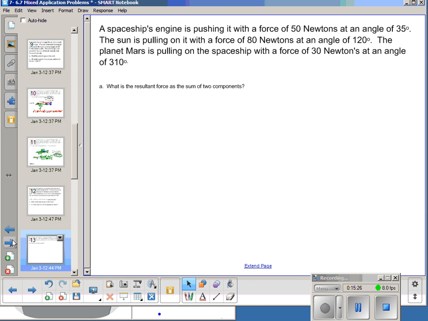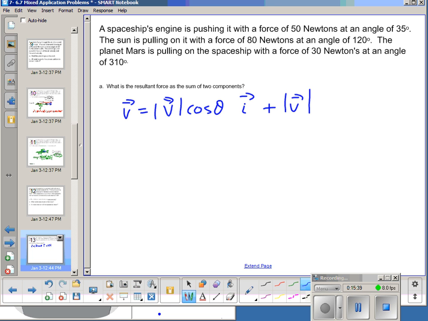But the cool part is with our little component equation, right? My vector is the magnitude of the vector cosine theta in the i direction plus the magnitude of the vector sine of theta in the j direction. With that little shortcut, it is very easy to take 3, 4, 5 vectors all acting on the same object and add them up easily. So my overall vector, the vector that's the result of the sun plus the engine plus Mars.